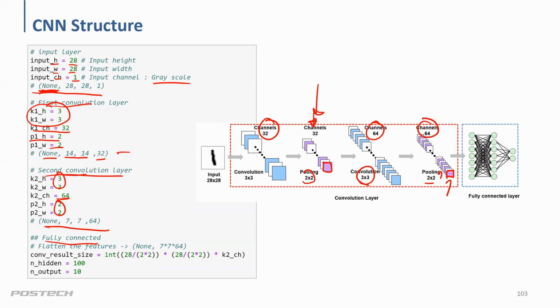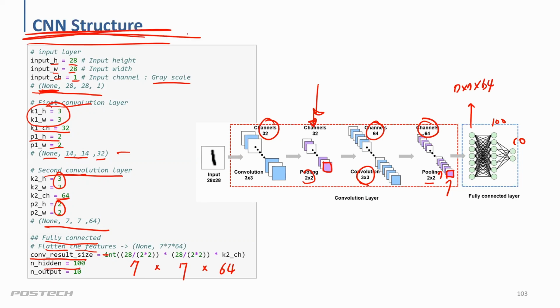Then I'm going to flatten the features. That means this is the same as here: 7 by 7 by 64. So that's the convolution result side, and then I'm going to have the hidden layer. This is 7 by 7 by 64, and over here 100, and the output will be 10. That's the CNN structure that I want to implement, the structure that I designed.